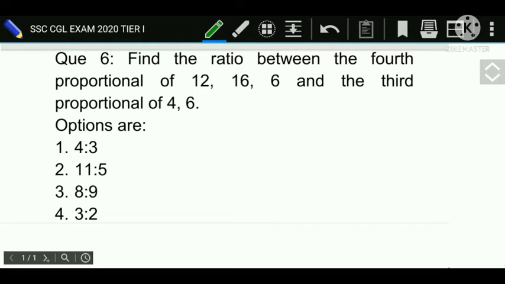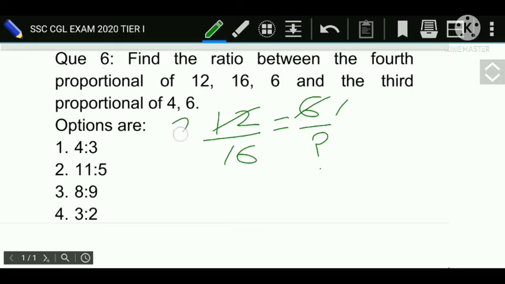So this will be 12 by 16 equal to 6 by y. So this 6 will cut 12 two times. 6 1 is 6, 6 2 is 12. So the question mark, meaning the fourth proportional value, will be 8, because 2 1s are 2 and 2 8s are 16. So the fourth proportional value is 8.